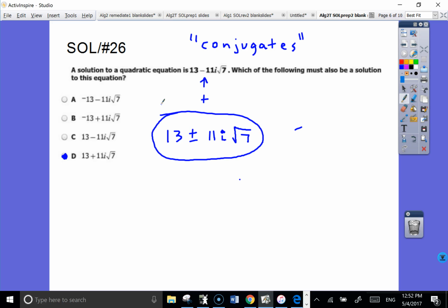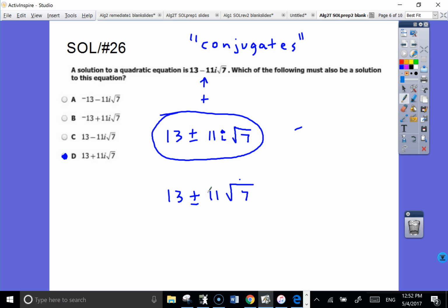The same thing would be true if they had asked the question, the solution to the quadratic equation is 13 minus 11 times the square root of 7, with no i involved. It still has to have the plus or minus, because you don't get that square root of 7 except from the quadratic formula. So there's got to be a plus or minus in front of it. So it's not just complex conjugates, but also irrational conjugates. So either one of those.